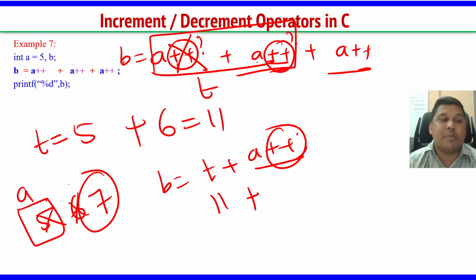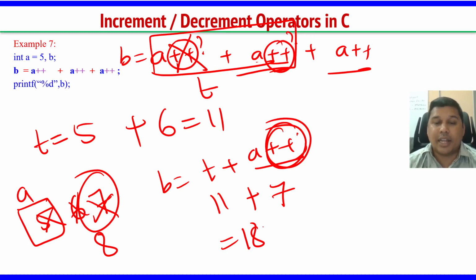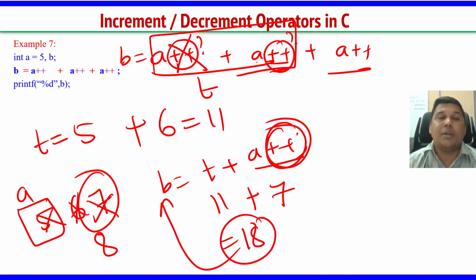What is the value of A in memory? 7. So 11 plus 7 is 18. And later you complete this plus plus, because of this A becomes 8. And then assign this 18 to this variable B. So what is the value of B? That is 18. Okay, so this expression's answer is 18.